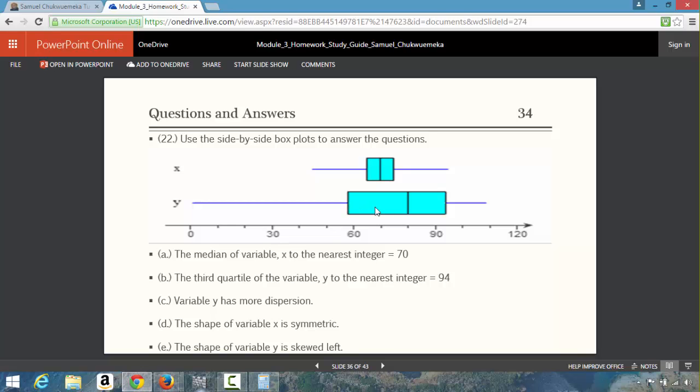The median tends to shift right of the data. The distance from the median to the lower quartile is greater than the distance from the median to the upper quartile. Also, the distance from the median to the minimum point is greater than the distance from the median to the maximum point. Okay, this is skewed left. And also, variable y has more dispersion, of course. The range of y is more, the interquartile range of y is more.